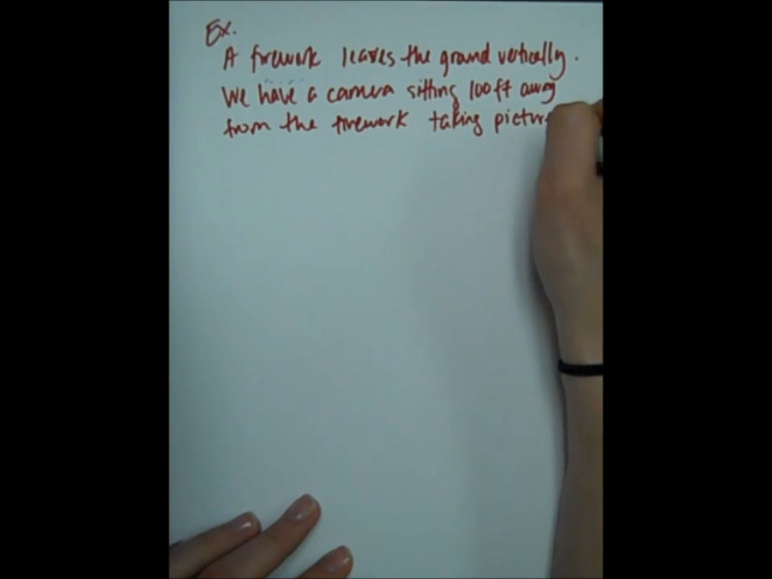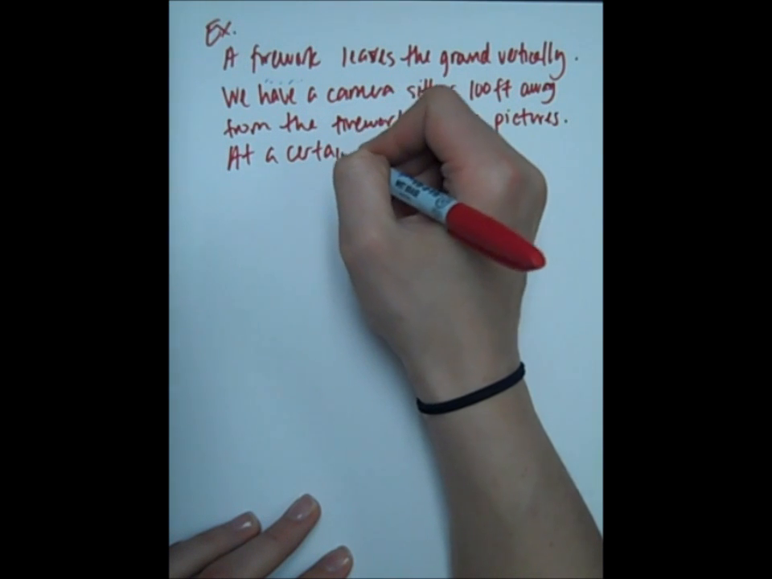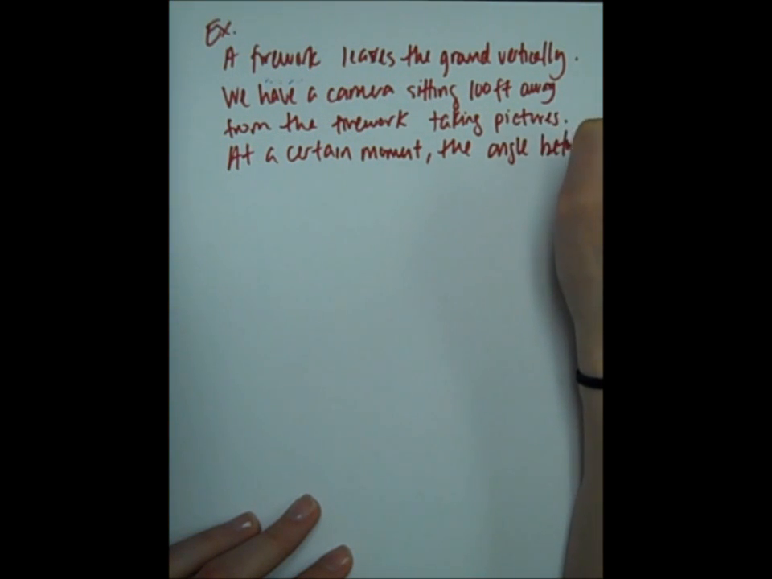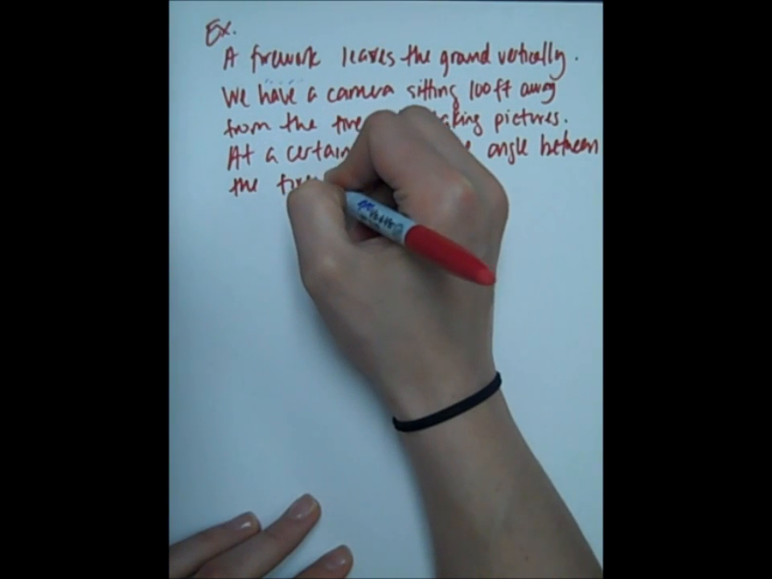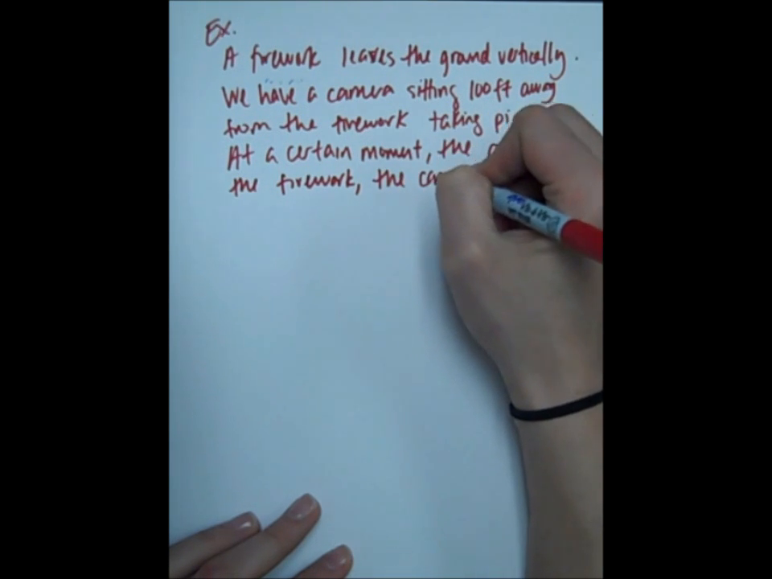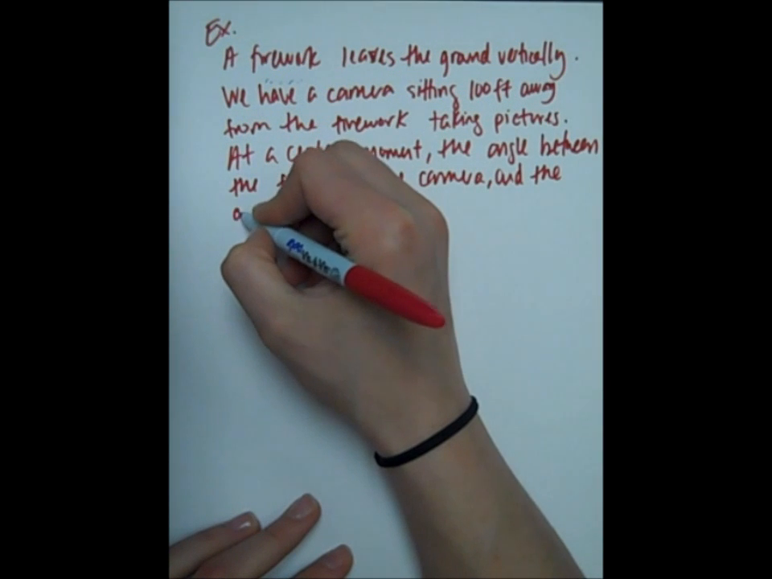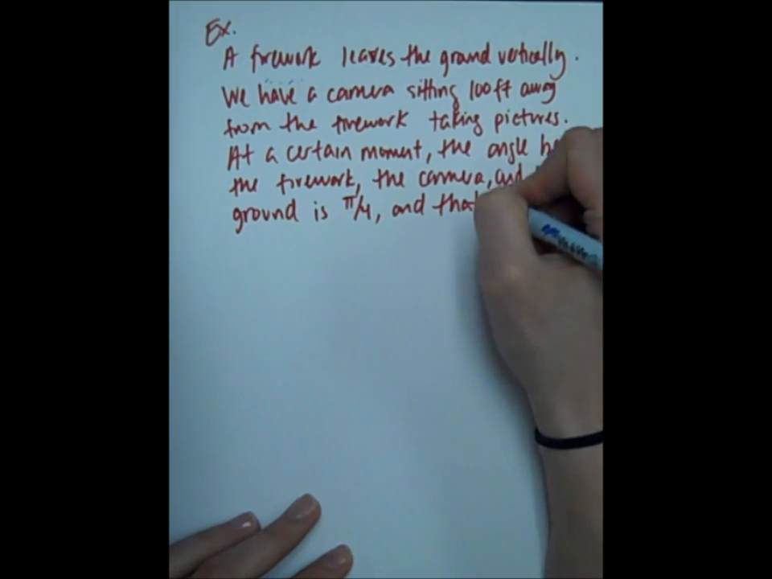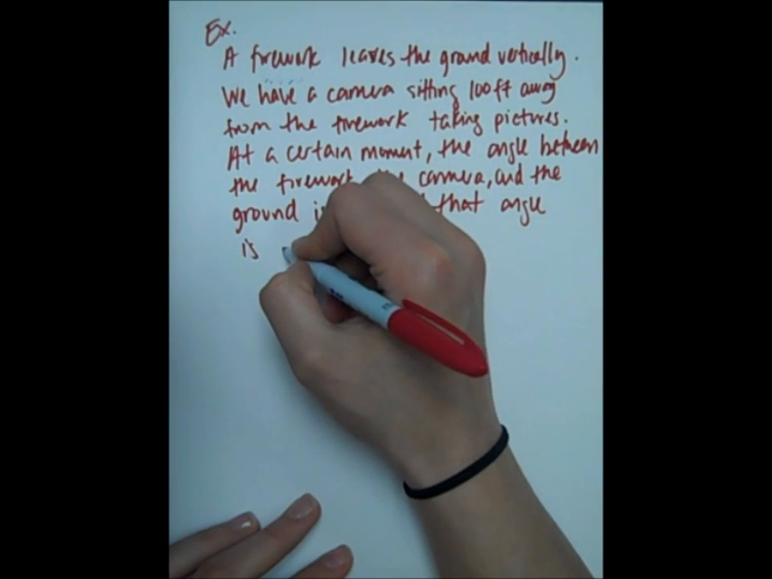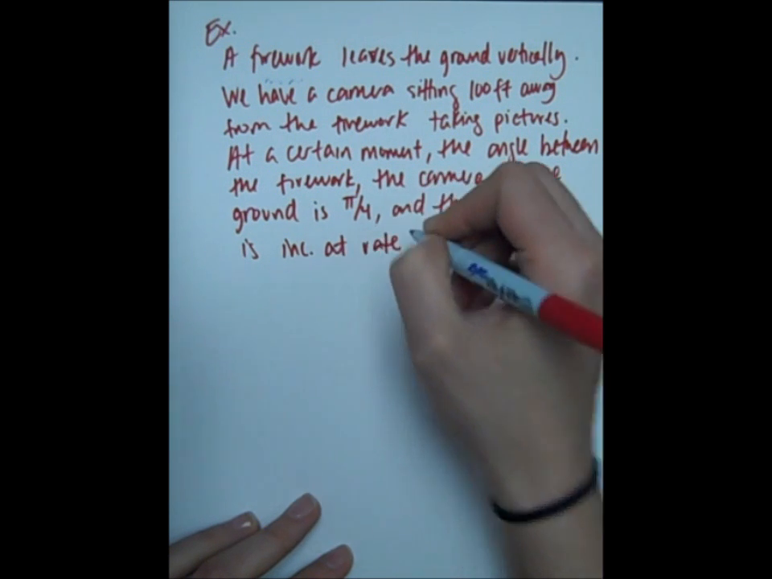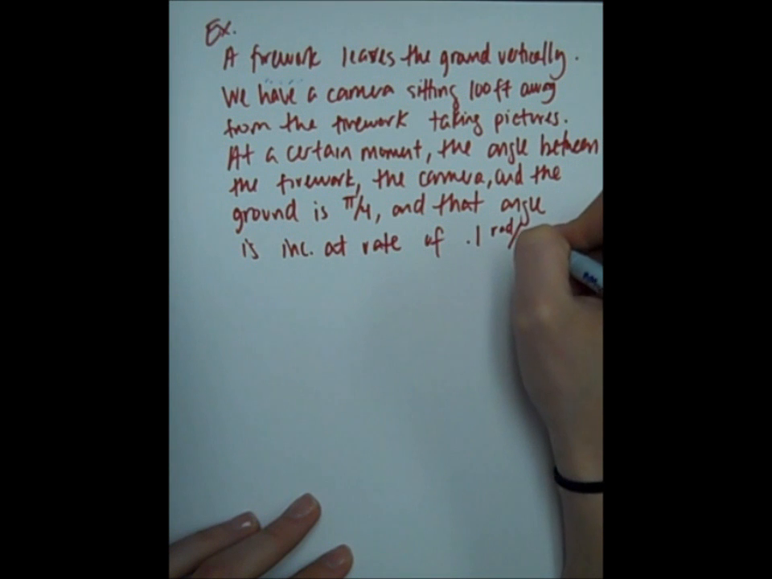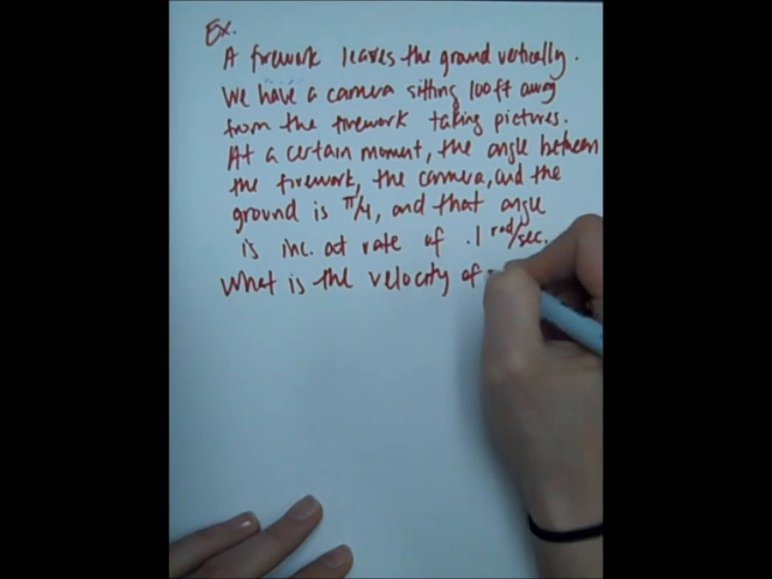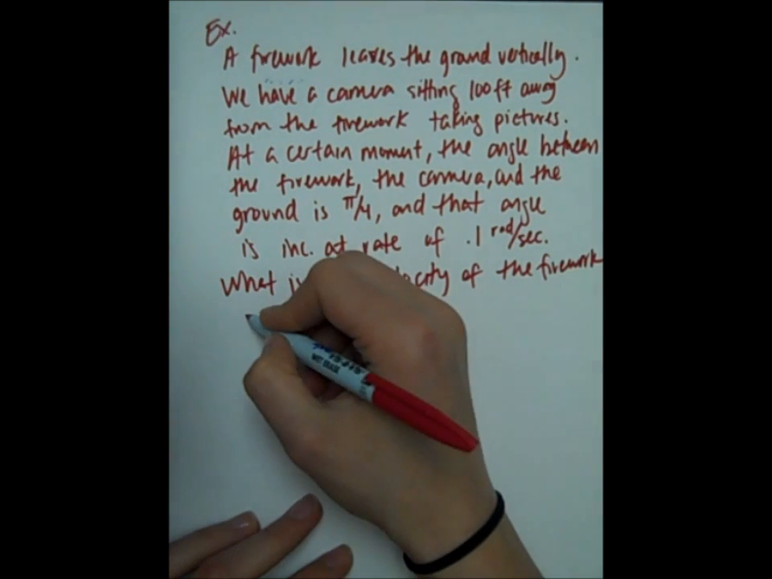At a certain moment, the angle between the firework, the camera, and the ground is pi over 4. And that angle is increasing at a rate of 0.1 radians per second. I want to know, what is the velocity of the firework at that moment?